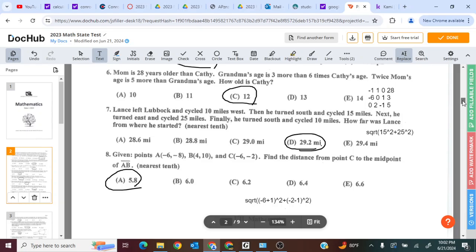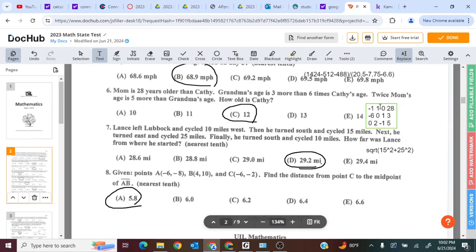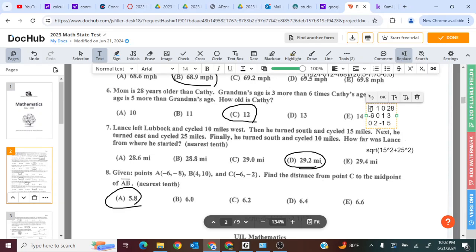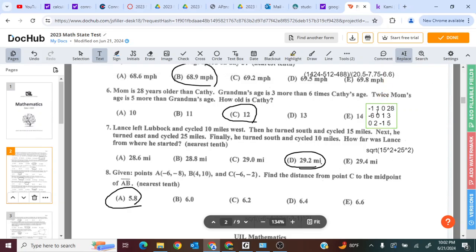Number 6, another three-dimensional or 3-variable matrix. In this case, mom is 28 years older than Kathy, so Kathy plus 28 is equal to mom. Grandma is 3 more than 6 times Kathy's age. Grandma is equal to 3 plus 6 Kathy. And then, what was the last one? Twice mom's age is 5 more than grandma's age. So, 2 mom is equal to grandma plus 5. If you do that, RREF again, you'll get a 12 for Kathy's age.